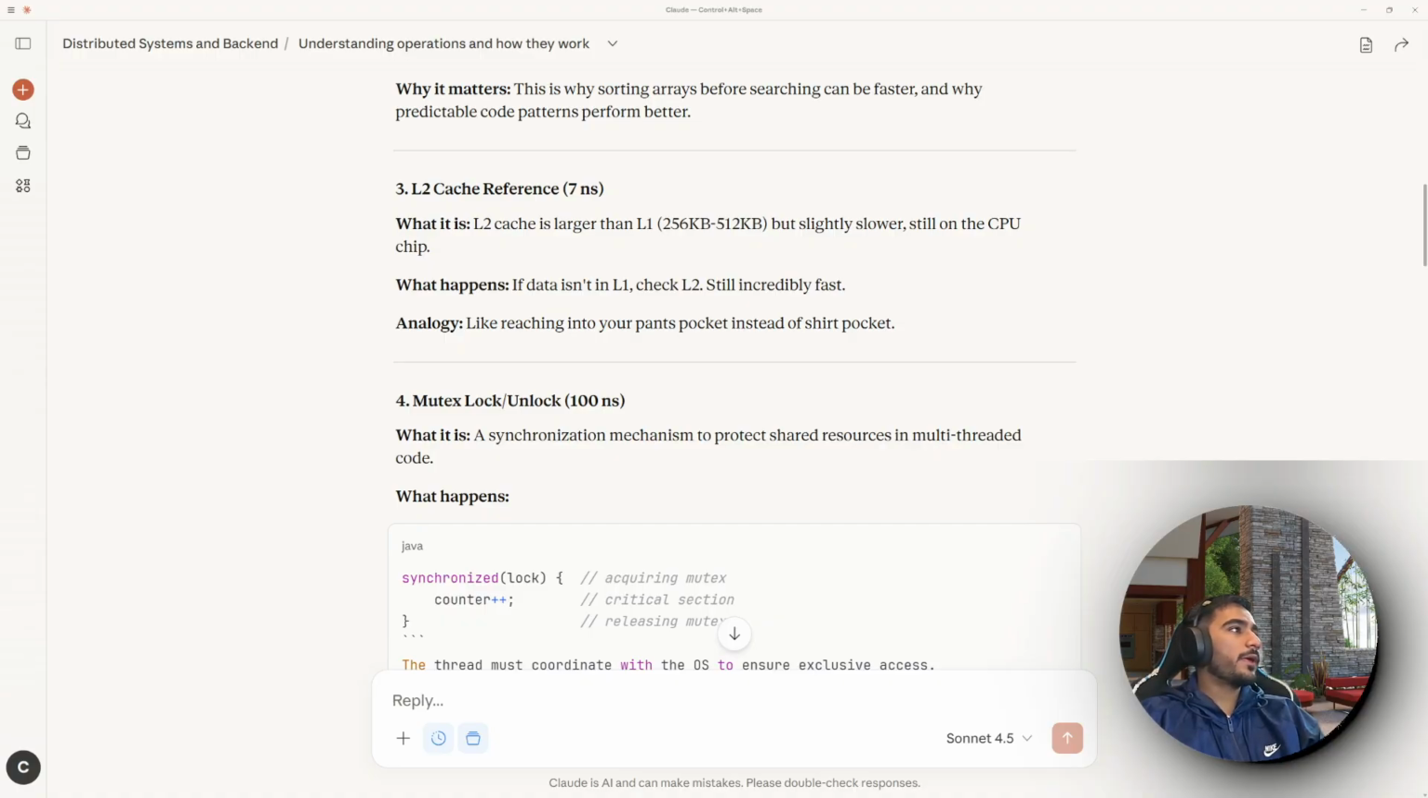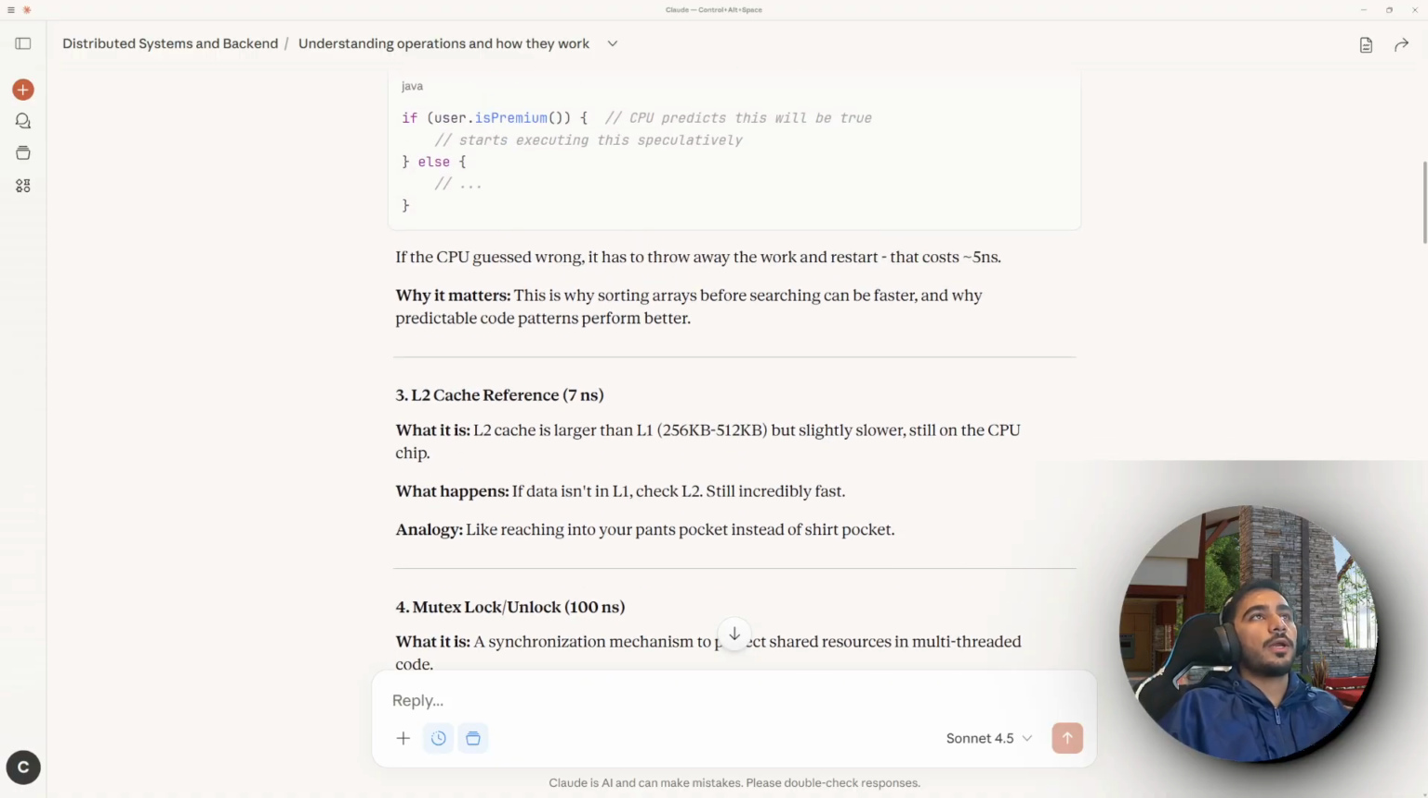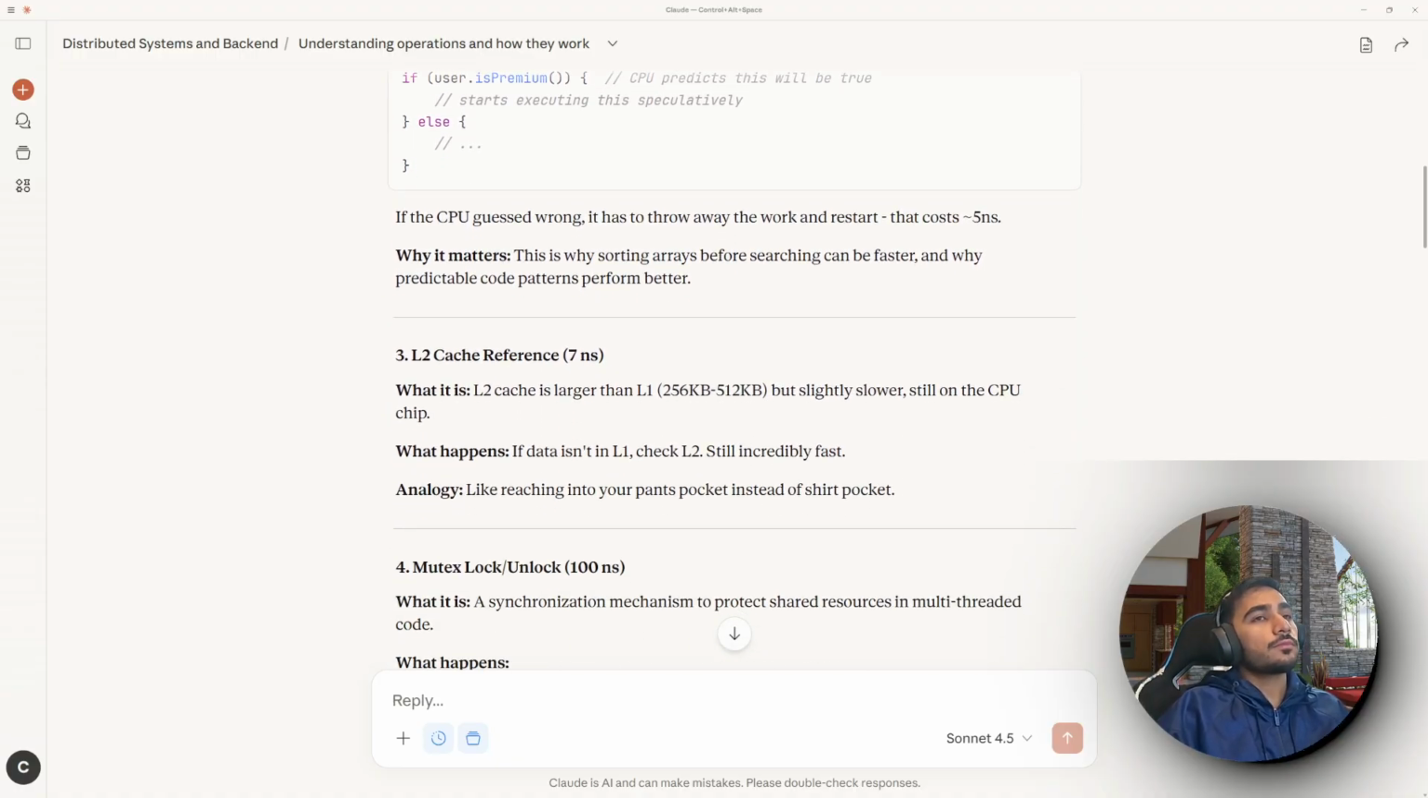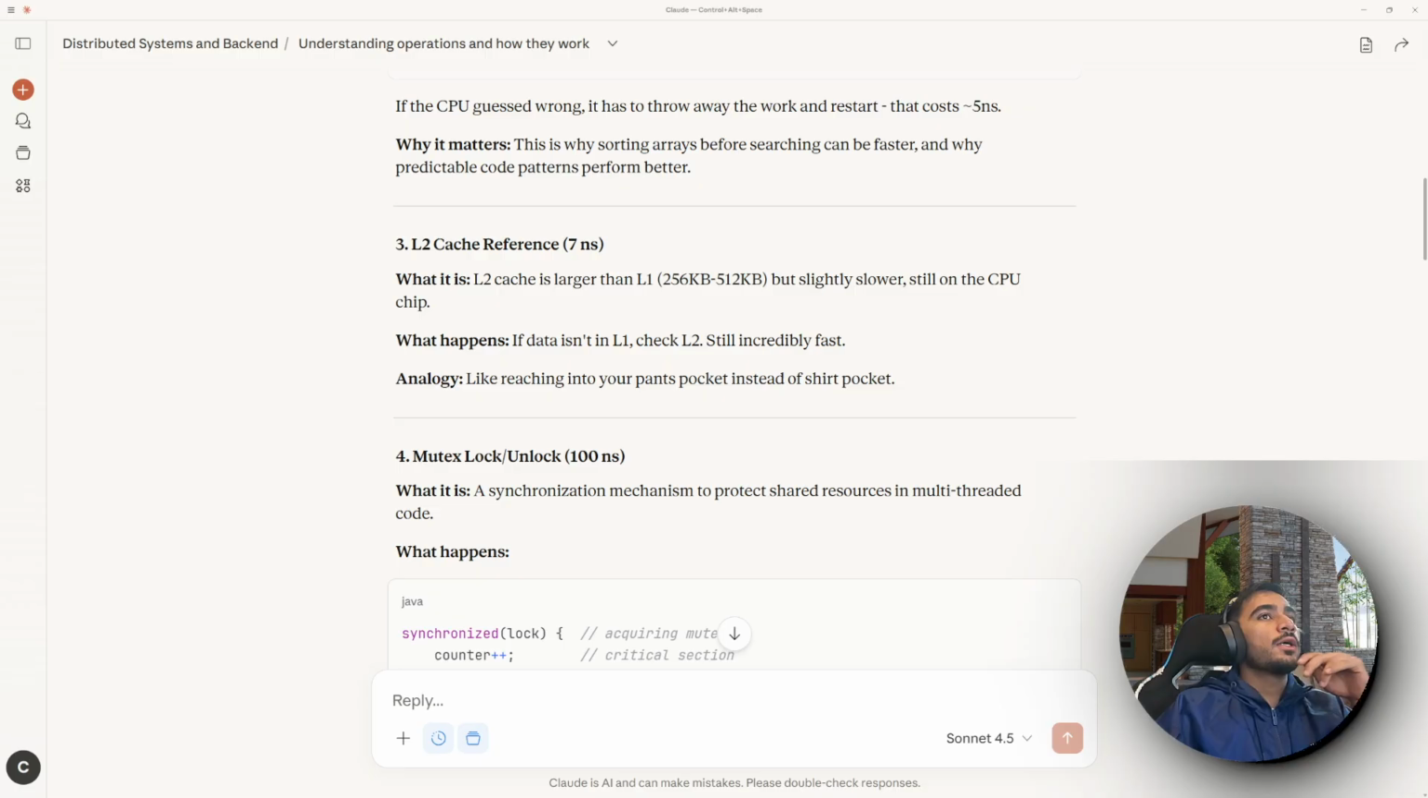So what is branch misprediction? As an analogy of checking for your phone, branch misprediction is you putting your hand into your left pocket, realizing your phone is not there, taking the hand out and looking into the other one. That is your branch misprediction. And L2 cache reference is checking your shirt pocket, but it is not there. Then you reach into your jeans or trousers and check if the phone is there or not. That is your L2 cache reference. Not as fast as checking your shirt pocket, but still very much faster because the data is super close to you. So still incredibly fast.